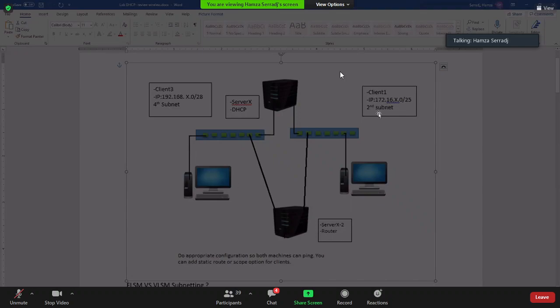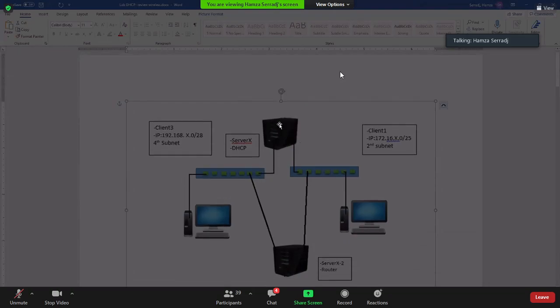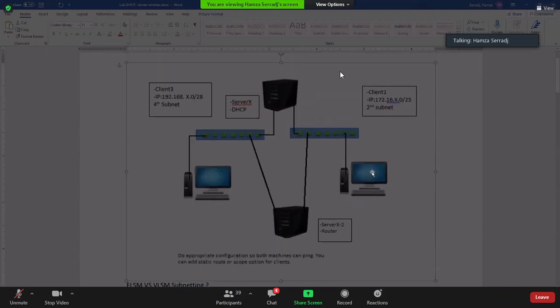What he's saying here is that this network is 172.16.x.0/25, where x is your lab ID. He's telling you to take the second subnet and apply it on this scope, on this side. And in this one, you have 192.168.x.0/28. You need to take the 4th subnet and build a DHCP scope on this side. After that, you configure your router, you configure your 003 default gateway here, which you should take from each scope. And finally, the result: this computer should ping this computer, right?